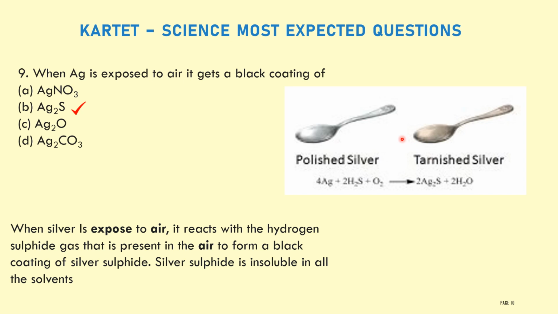You can observe this at home if you have any silver ornaments. After washing, if you leave them for 2-3 days, you can observe a black coating of silver sulfide on the ornaments, because of the hydrogen sulfide present in the air. If it reacts with silver, you will get silver sulfide.